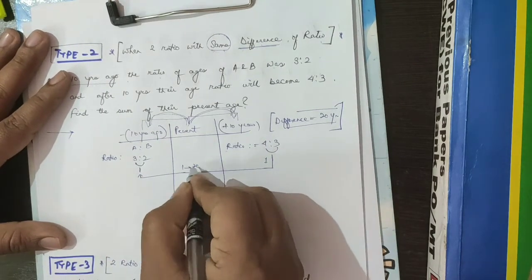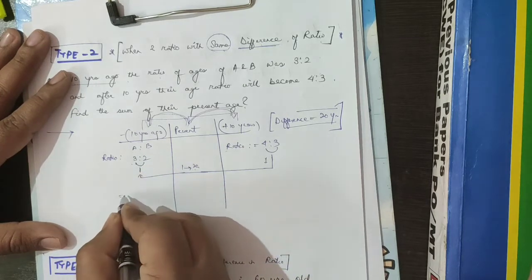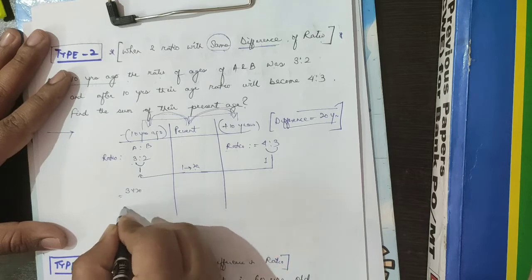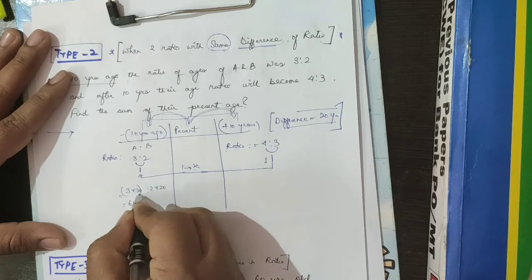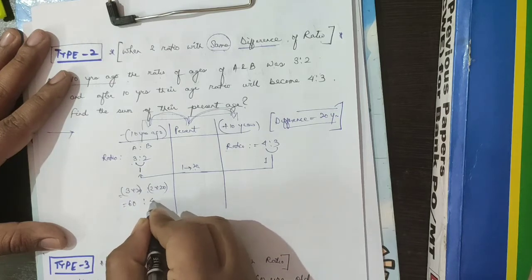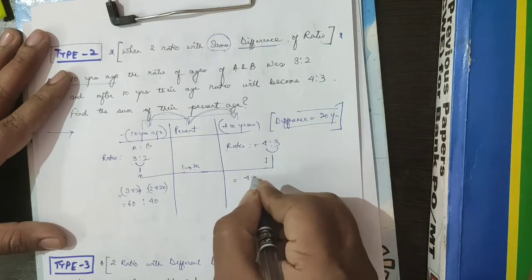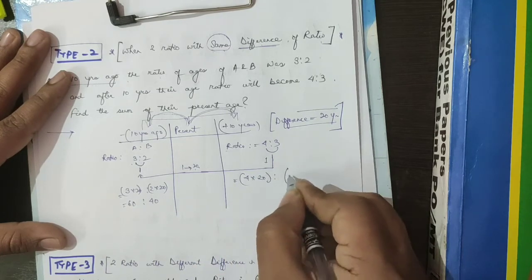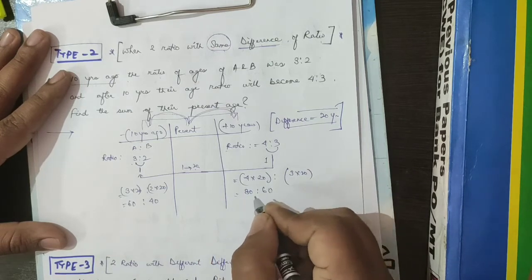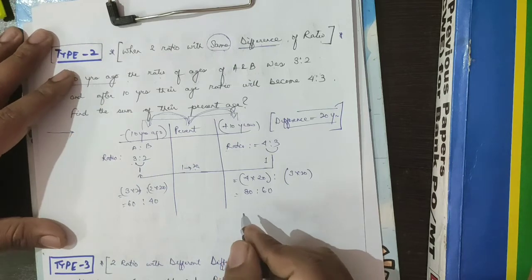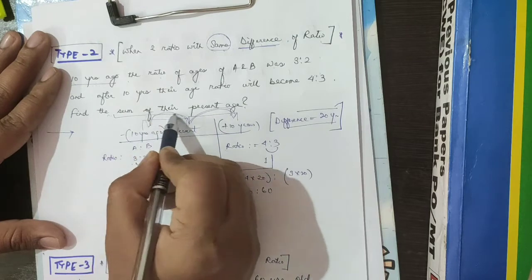So if 1 is equal to 20, then the value of 3 will be 3 into 20, which is 60. And 2 into 20 is 40. For 4 into 20 it is 80, and 3 into 20 is 60. This is that. But the question says find the sum of their present ages.